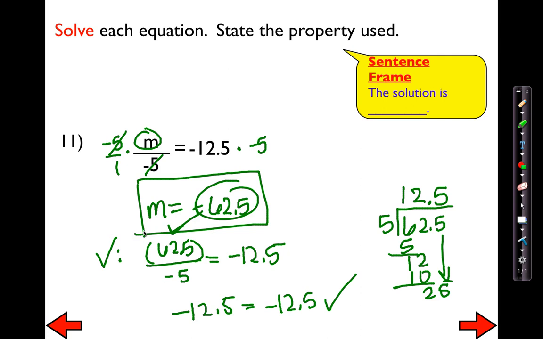A lot of you guys might be tempted to just skip that step, but please understand doing all the work, especially when we get to two steps and multi-steps, we want to make sure our answer is correct. And especially on a quiz or test, it's nice to have that advantage of checking our work and knowing for a fact it is right or wrong.